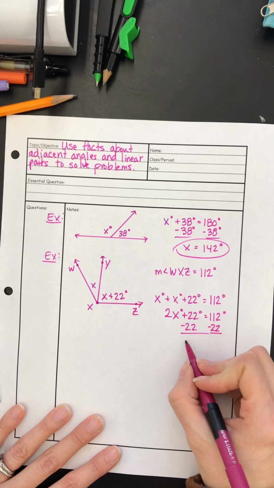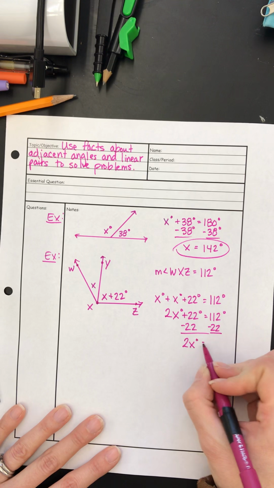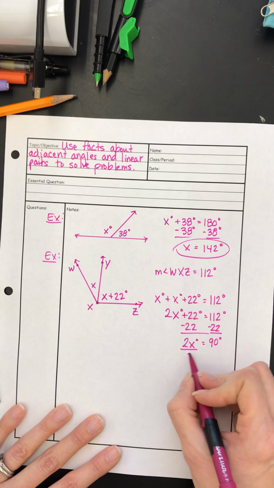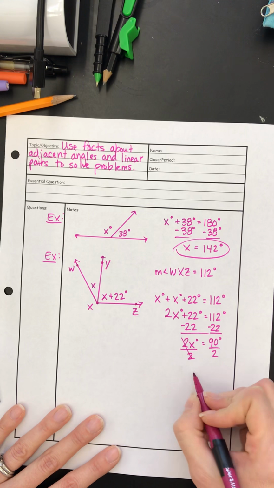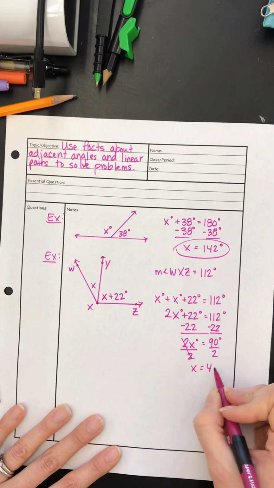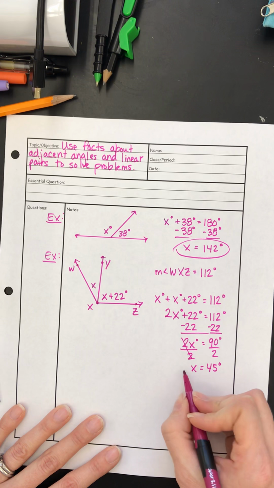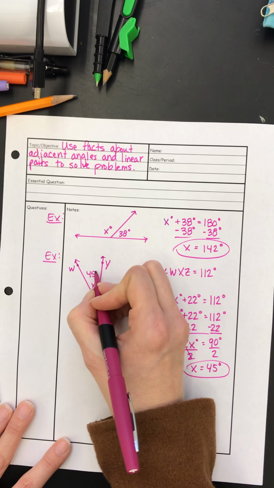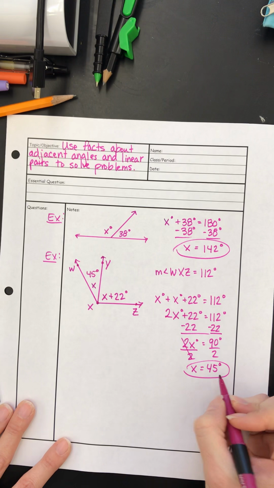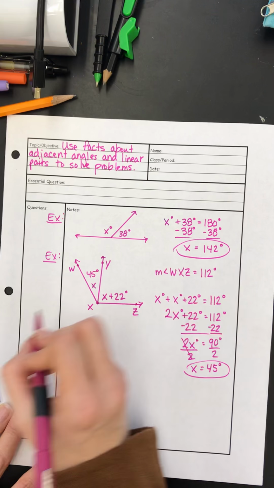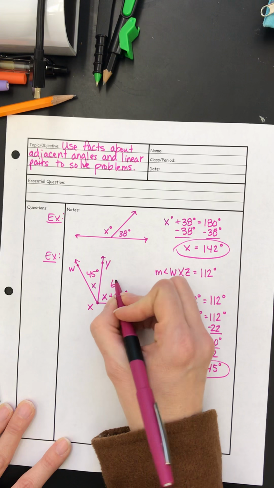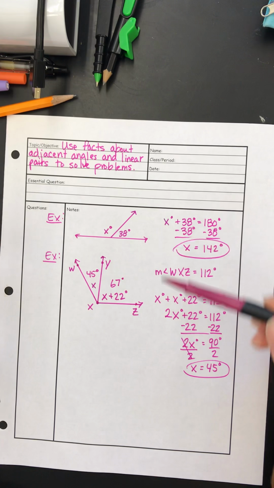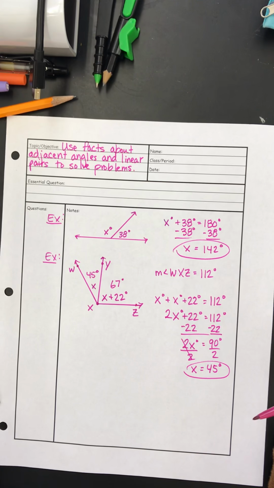So we're going to subtract 22 from each side. So we have 2x, and this is going to be 90 degrees. And we're going to continue solving for our variable. And we can see that x is equal to 45 degrees. Okay? We can also come back up here and say that this angle was 45 degrees. And then 45 plus 22 is going to be 67 degrees. Okay? So that's how we can use linear pairs and adjacent angles to solve problems.